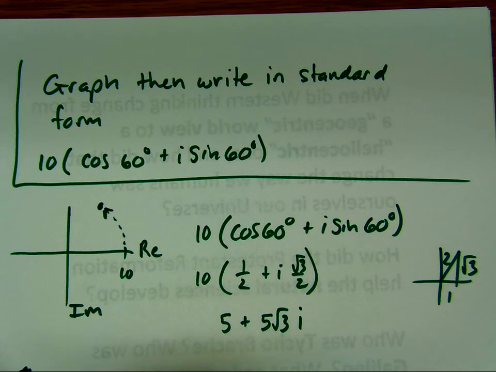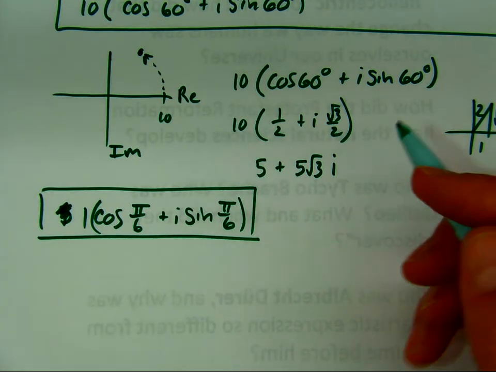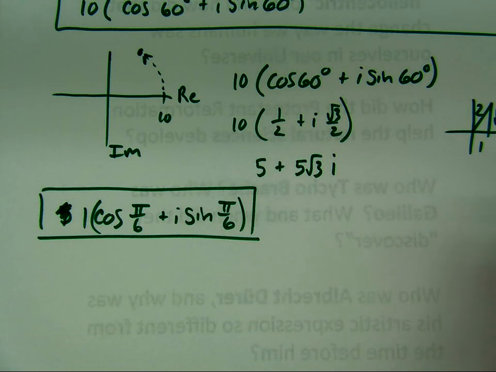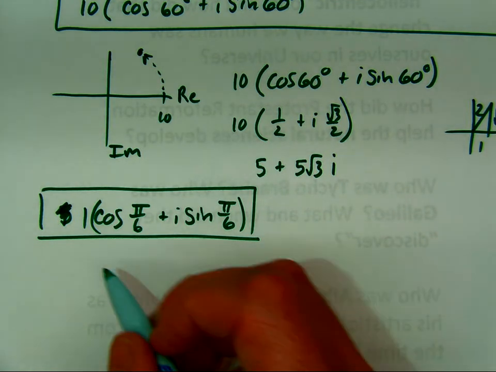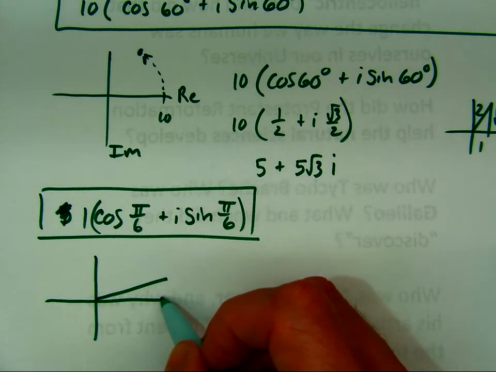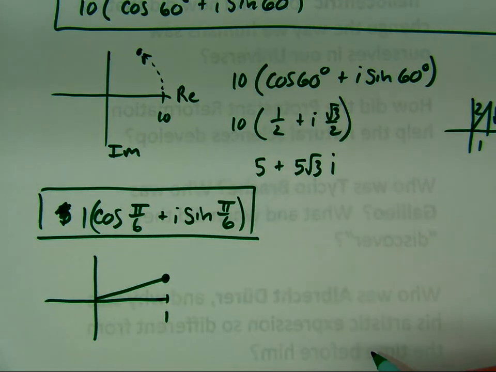Let's go do this one. So here we have a radius of 1, and go ahead and graph this and convert it into standard form. Pause the video. So if we have a radius of 1 and rotate pi over 6, then the point is going to be right there.